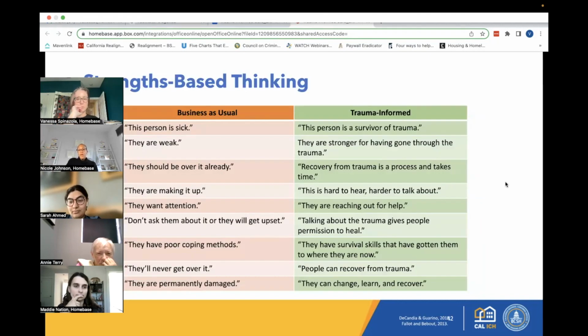So again, we are moving away from a problem-focused approach to strength-based thinking. The traditional might say, they should be over this thing that happened to them when they were a kid. You know, they're 40 years old. Trauma-informed care would say recovery from trauma is a process and it's going to take some time. A traditional approach might say, don't ask this person about this thing because they're going to get upset. A trauma-informed approach would say, talking about the trauma gives people permission to heal. It would also recognize that getting upset is okay. That's a natural, normal response. We give them permission to get upset because we know as trauma-informed care providers that this is a part of their healing process and it's ultimately going to help. We can go to the next slide, please.